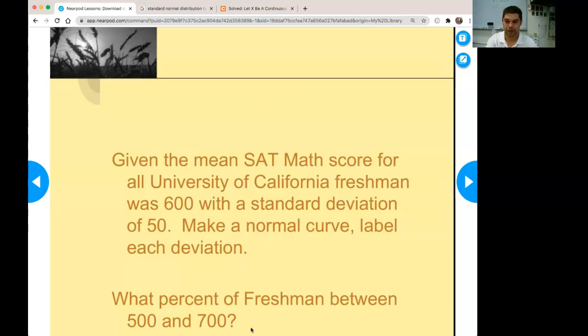All right. 95%. 600 minus 50 minus 50, 500. 600 plus 50 plus 50, 700. That's 2 deviations above, 2 deviations below, 95%.